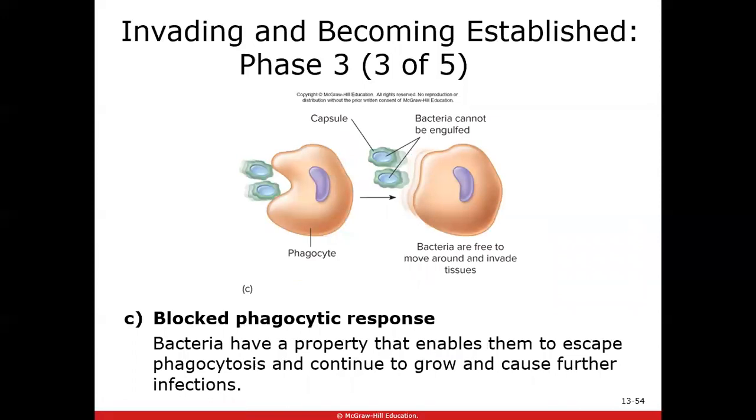Then, in terms of getting established, some of them are able to block the phagocytic response. We have macrophages, part of our immune system and some of our front line, that attack and engulf invaders. Well, some bacteria have a property that enables them to escape phagocytosis and continue to grow and cause further infections. This is how it should work, where the phagocyte engulfs a bacterium. But some bacteria have a capsule, and with this capsule over it the phagocyte cannot engulf it. The bacteria are free to move around and invade tissues.